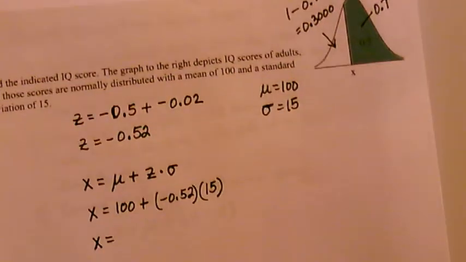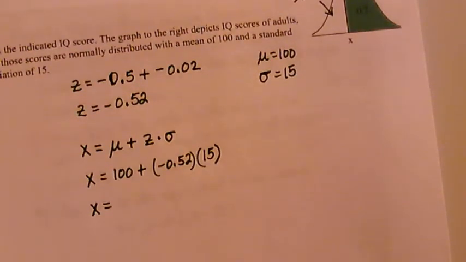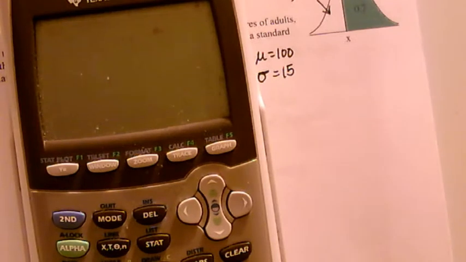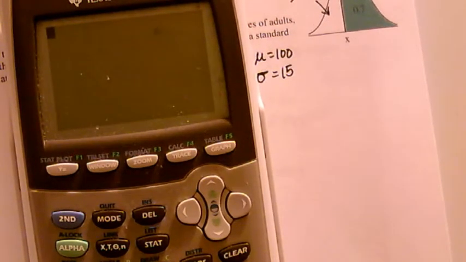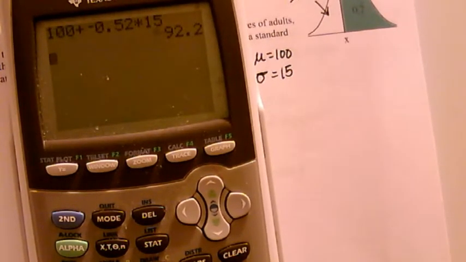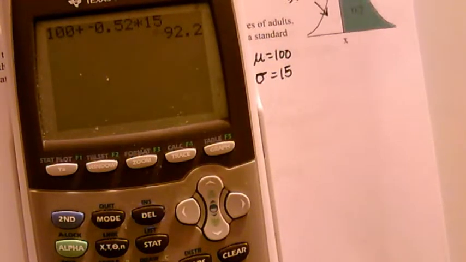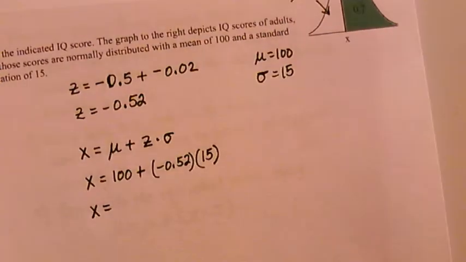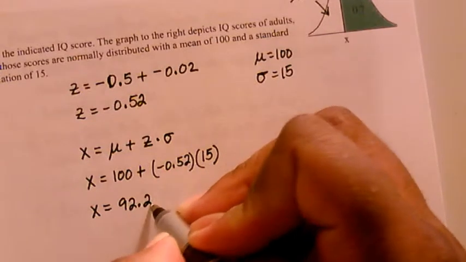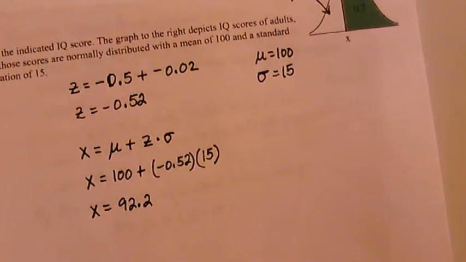Now, here you can use the calculator and do 100 plus negative 0.52 times 15. Okay. So I'll go ahead and do this on the calculator for you. 100 plus negative 0.52 times 15. And that would give you 92.2. So the x value that you're trying to find here is 92.2. Okay. So that's the IQ score that you were looking for in this case, 92.2.